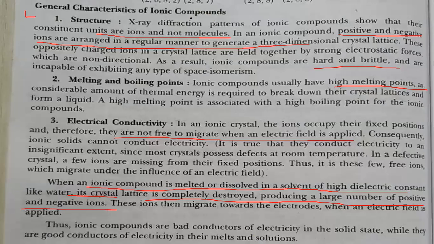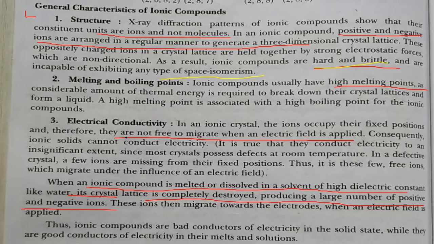What are the general characteristics of ionic compounds? As we know, there are constituent ions. This is not a molecular form. Positive and negative ions are arranged in a regular manner to generate a three-dimensional structure. They are hard and brittle, and they are incapable of exhibiting any type of space isomerism. They have a high melting point, and they also have a high boiling point, so it takes a very high amount of energy for boiling.